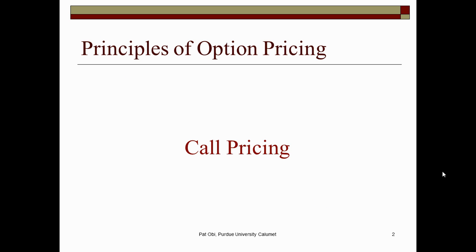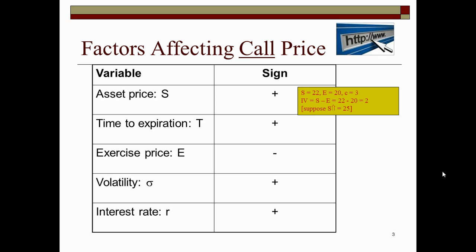We begin with a review of call option pricing, and we show here the 5 key variables impacting the value of the call option. They are the price of the underlying assets, which could be a stock, the expiration time of the option T, the exercise or strike price of the option E, the volatility of the stock sigma. Now, by the way, volatility here again refers to the volatility of the price of the underlying asset during the term of the option. And then finally, the risk-free interest rate R.